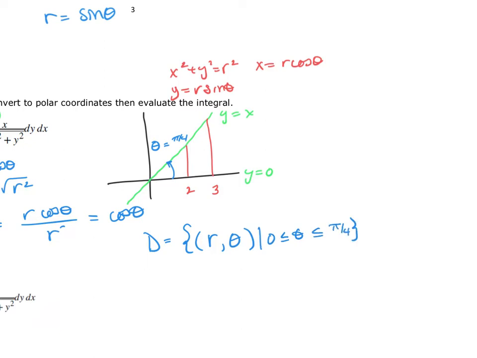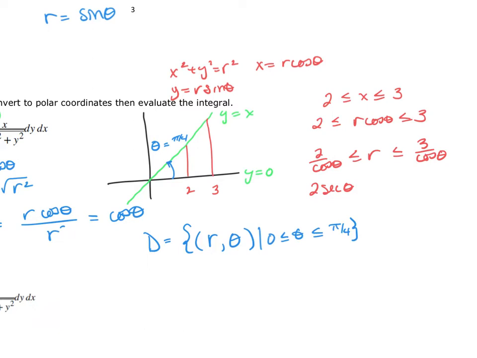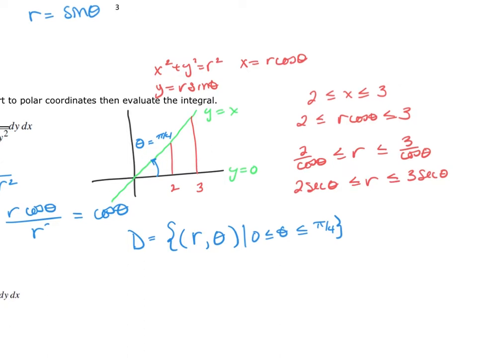Now, here's the interesting part. My x runs between 2 and 3. x gets replaced with r cosine theta. So 2 is less than r cosine of theta, which is less than 3. We divide everything by cosine theta, and so we get 2 divided by cosine theta less than or equal to r, which is less than or equal to 3 over cosine theta. But we know that 1 over cosine is secant, so it is 2 secant of theta less than or equal to r, which is less than or equal to 3 secant of theta.